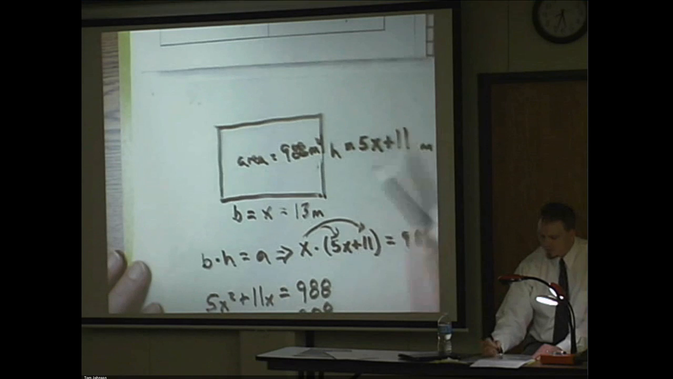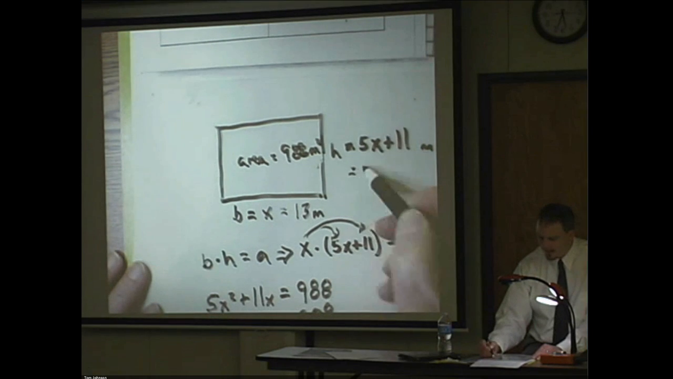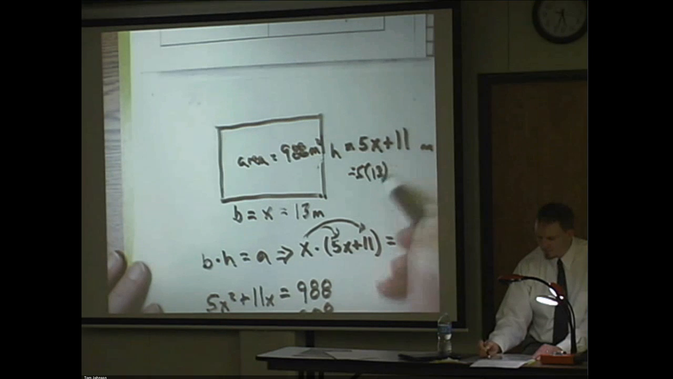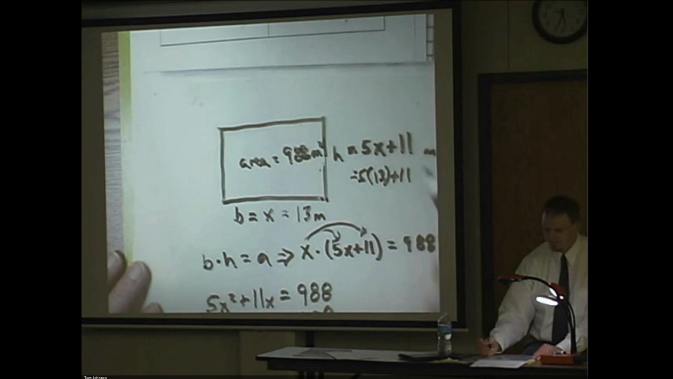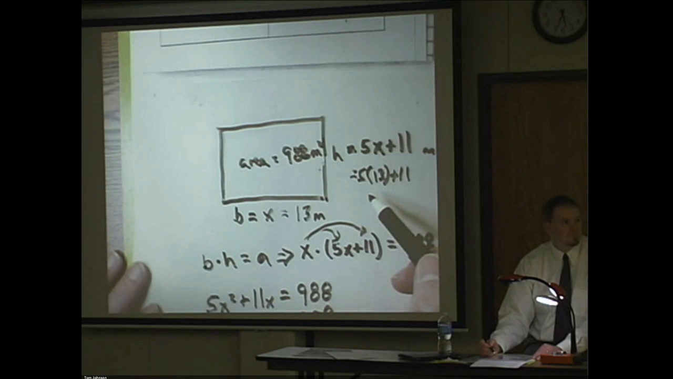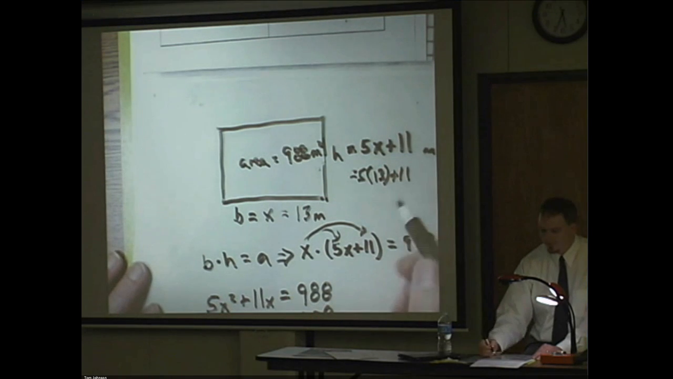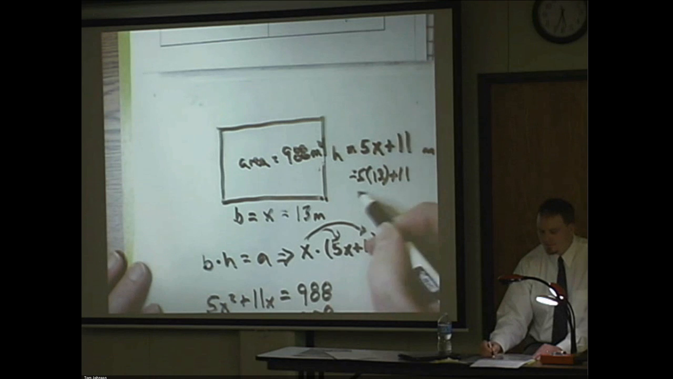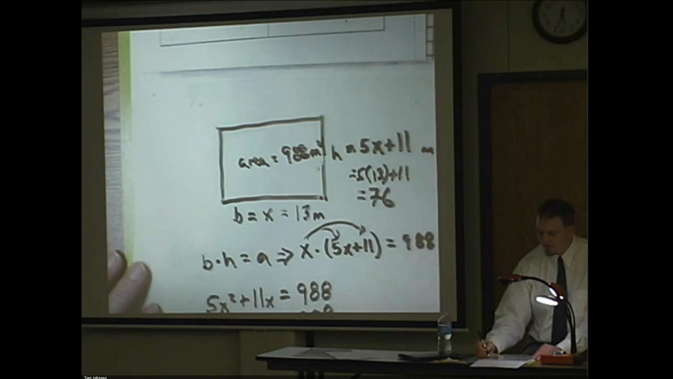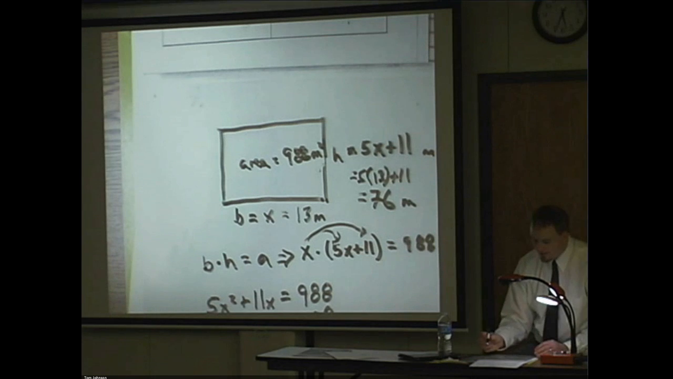Okay, good. So I'm going to plug my x in here. So I've got 5 times 13 plus 11. What's 5 times 13? 65 plus 11? 76. So 76 meters. All right.